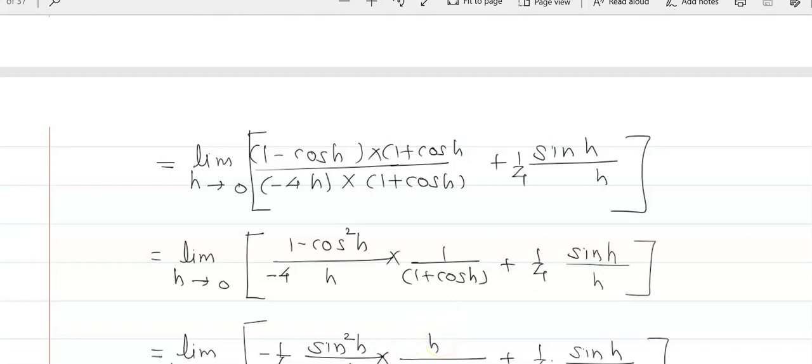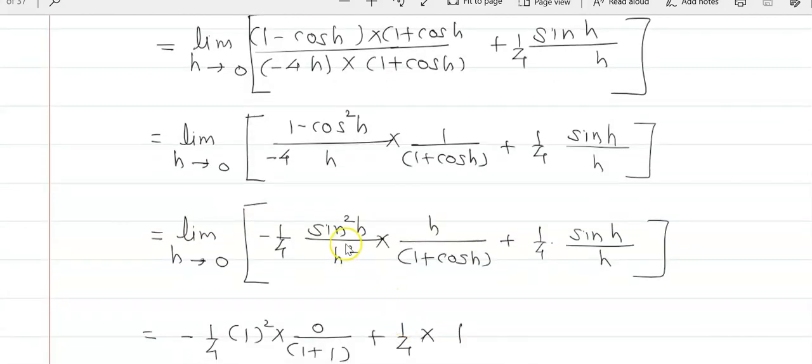Now if you take the limit of this, sin square h upon h square is 1 into, but here is an h, and overall this limit will become 0. That is minus 1 by 4, this is 1 square and this is 0. 1 plus cos h, as h tends to 0, cos of 0 is 1, that is overall this will become 0. But what about here?